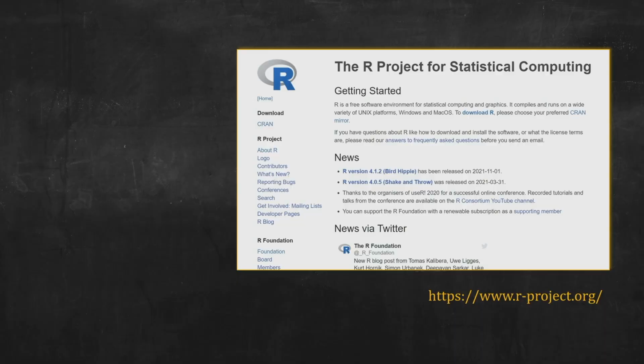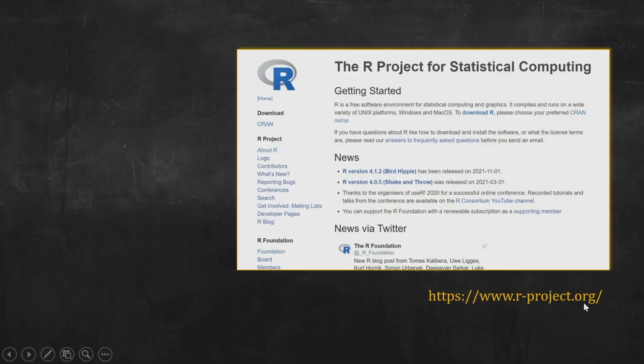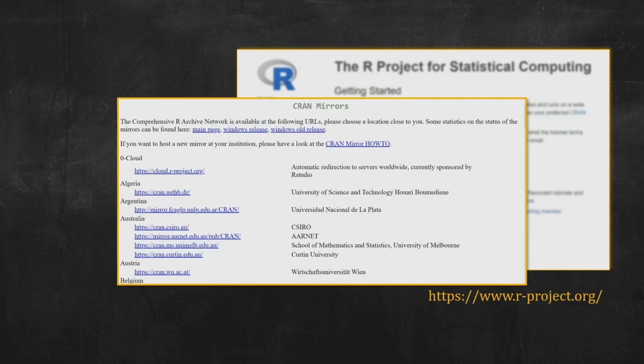You have to download R. To download R, you should visit the R website. The link is given here, that is r-project.org. Go there. In that page, you have lots of information about R, and you go to the download page, click on the download R text, and that will take you to some sort of mirror sites.